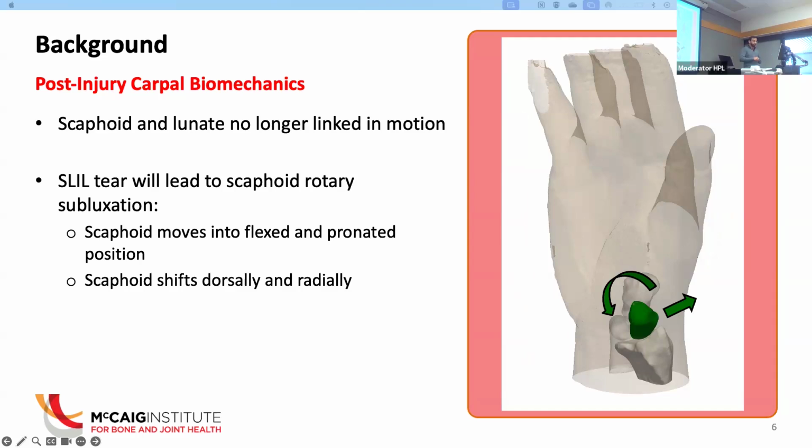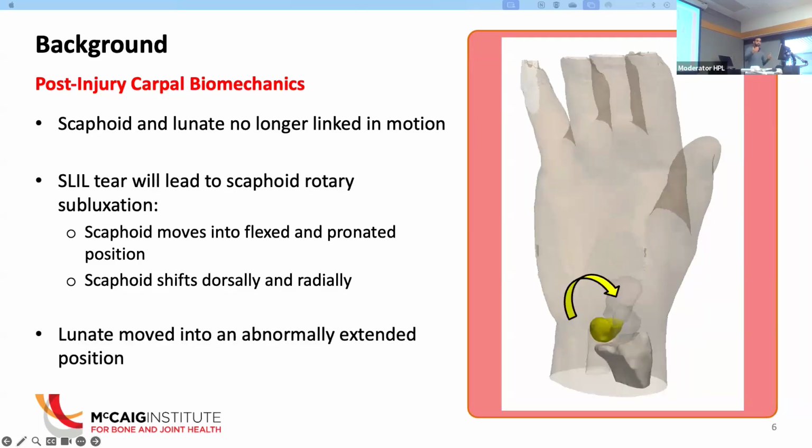So first off, the scaphoid is driven into a flexed and pronated position, and then it will also shift dorsally and radially. This leads to abnormal load transfer. So when we look at the kinetic side of biomechanics, due to incongruity at the radioscaphoid surface, and as the scaphoid and lunate are no longer linked in their motion, this causes the lunate to turn into an abnormally extended position, as there is no longer that opposing flexion moment from the scaphoid.